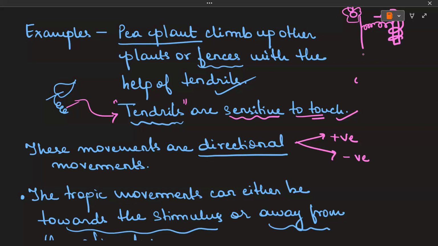Tendrils are tiny spring-looking structures on a stem. Have you seen them? Yes, ma'am. With the help of tendrils, they wrap around the stem or the support or anything that you provide. Got it? Yes, ma'am. Tendrils are structures for support.